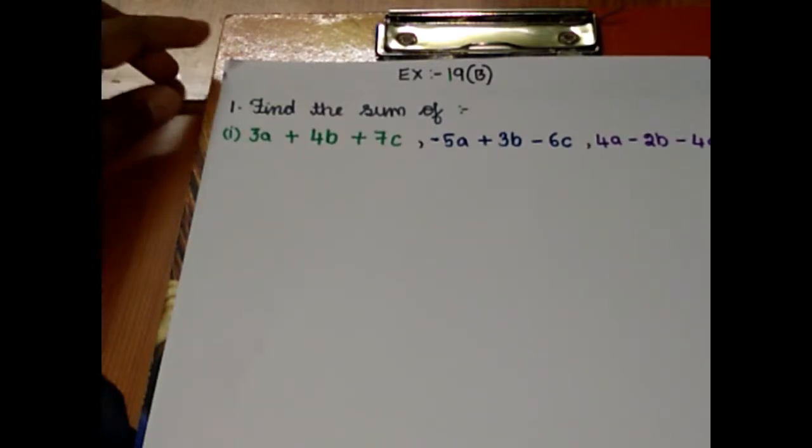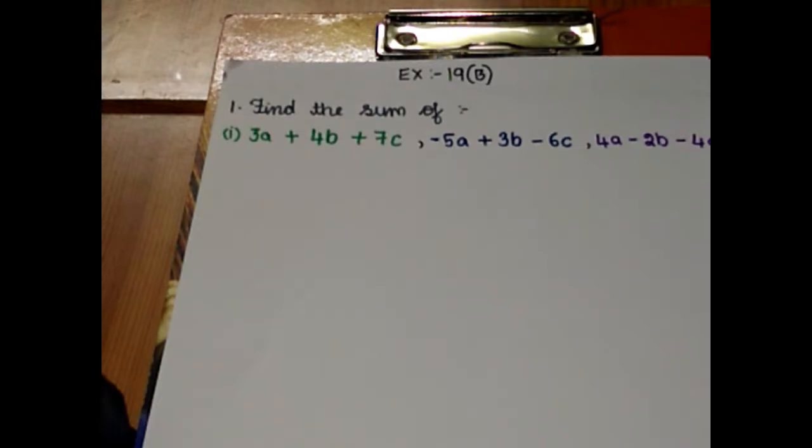Let's continue with chapter number 19, exercise 19b. In the previous exercise we have learnt about the differences between like terms and unlike terms, and how to deal with like and unlike terms in the case of addition and subtraction, and the process of finding the solution. When the given two terms are positive, add and write the plus sign. When the given two terms are negative, add and write the minus sign. When one term is plus and another term is minus, subtract and write the greater number's sign.